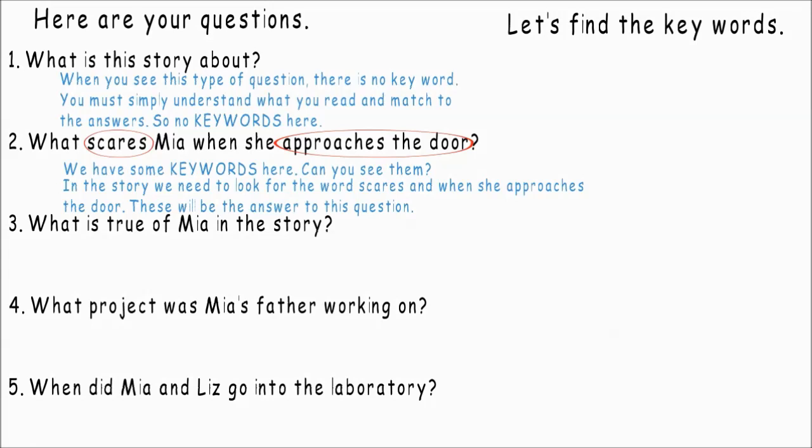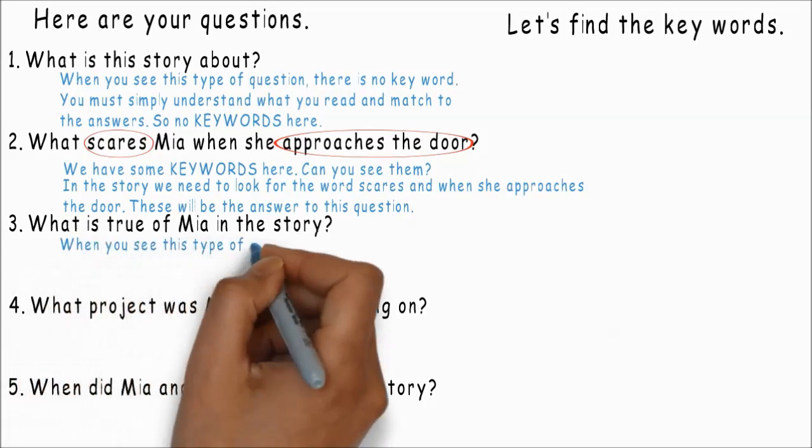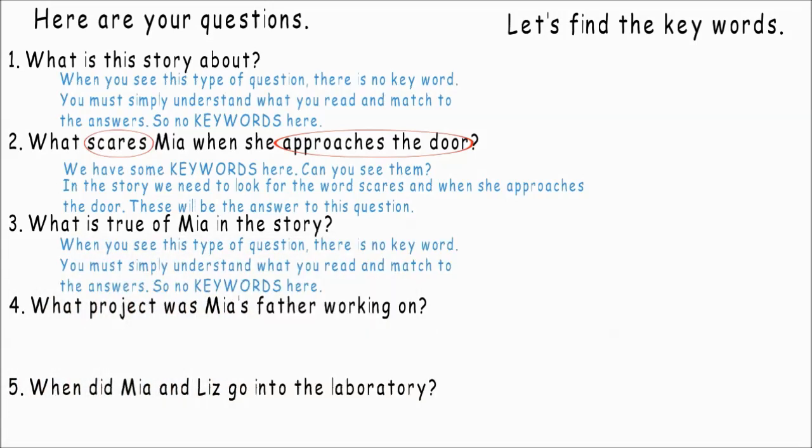What is true of Mia in the story? True and false questions are special, just like number 1. When you see this type of question, there is no keyword. You must simply understand what you read and match the answers. So no keywords.